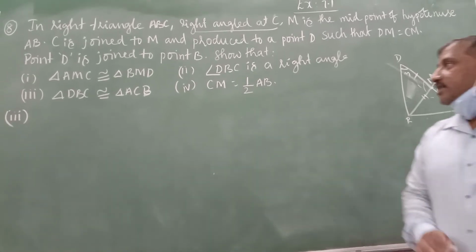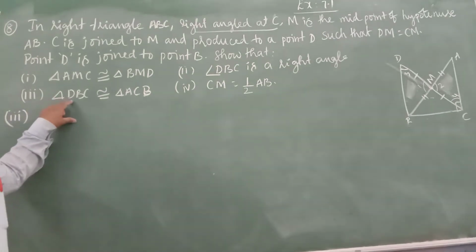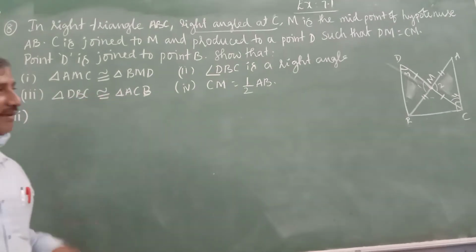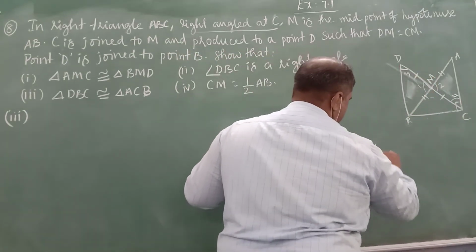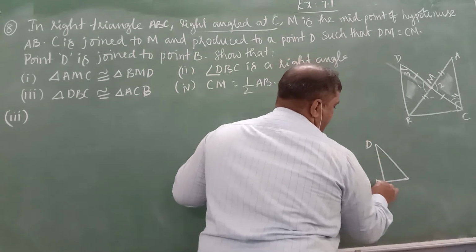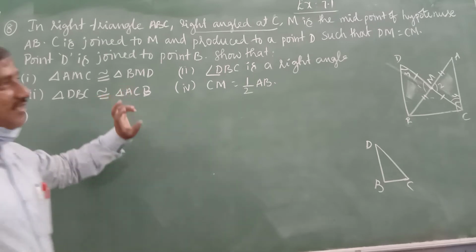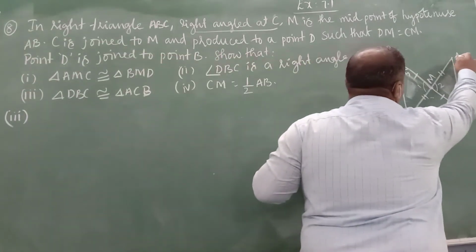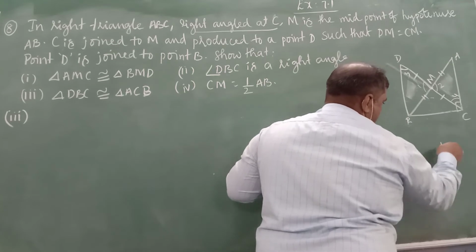Right. Now the third bit: show that triangle DBC and triangle ACB are congruent. Draw a rough diagram, triangle DBC separately. This is triangle DBC. What is the other triangle? ACB. Which is the triangle ACB? This triangle. Yes, this is ACB.